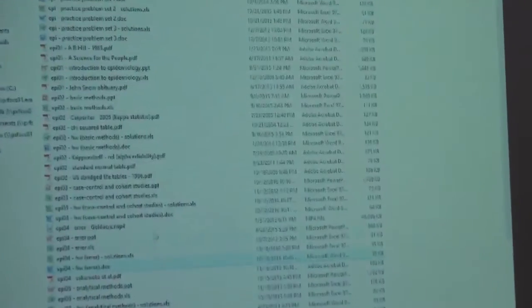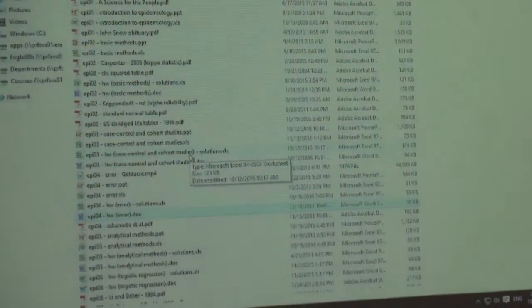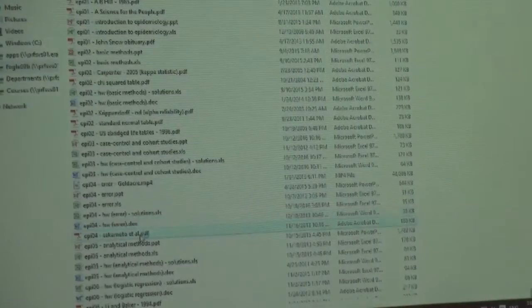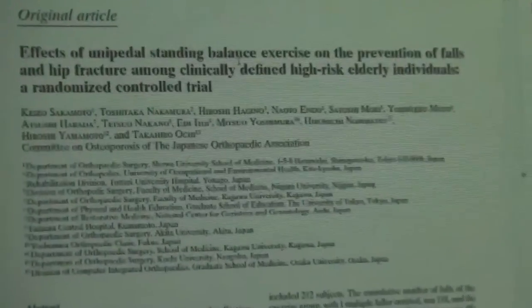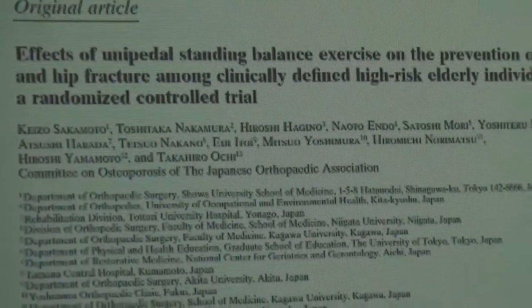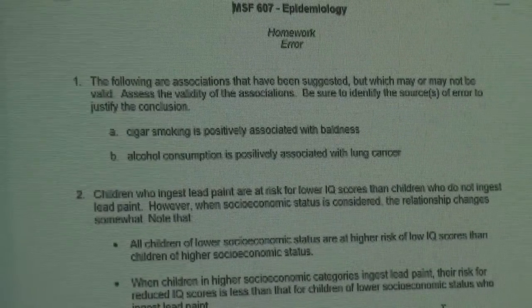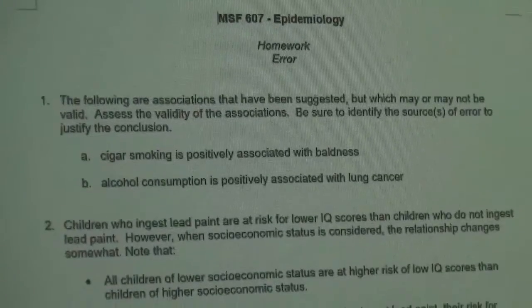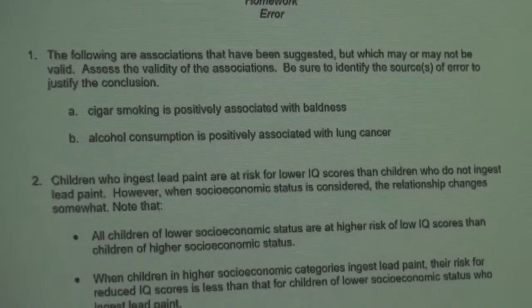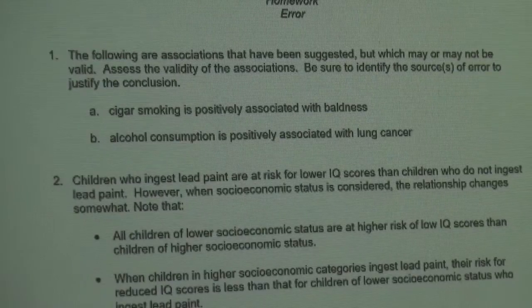Now let's take a look at topic 4, error. Okay. Oh, and let's take a look at Sakamoto. First question. Following our associations that have been suggested, which may or may not be valid, assess the validity of the associations and identify the sources of error to justify your conclusion.